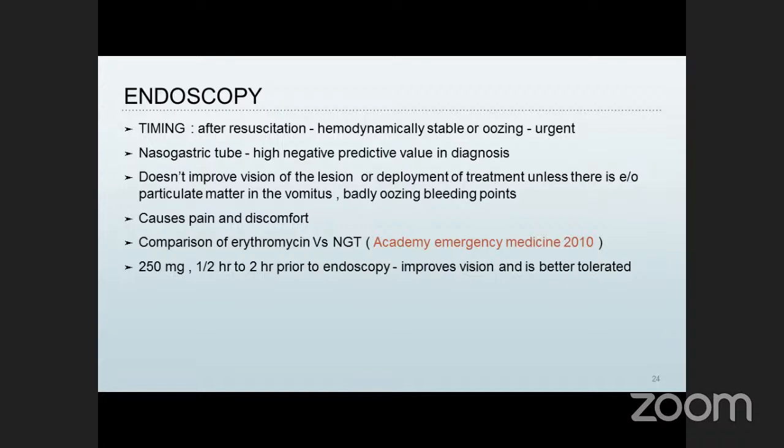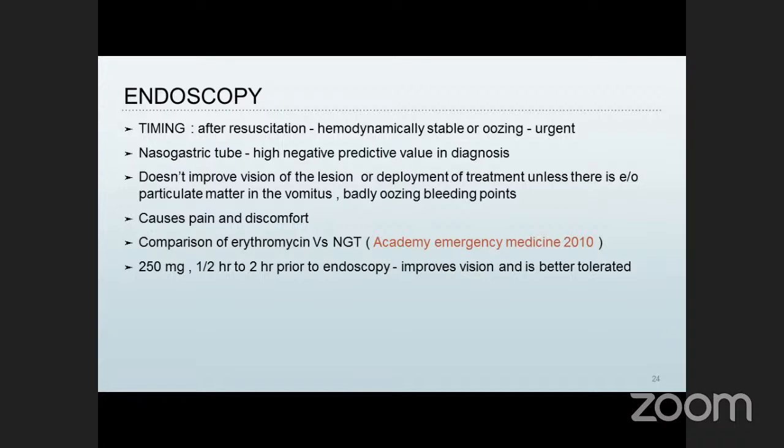Nasogastric tube insertion provides high negative predictive value in diagnosis; that is, after insertion of the NG tube, if there is no bloody aspirate, then you can rule out upper GI bleed. But whether NG tube insertion is required during endoscopy, or whether it helps in improving vision during endoscopy or deployment of treatment, there is no such evidence.